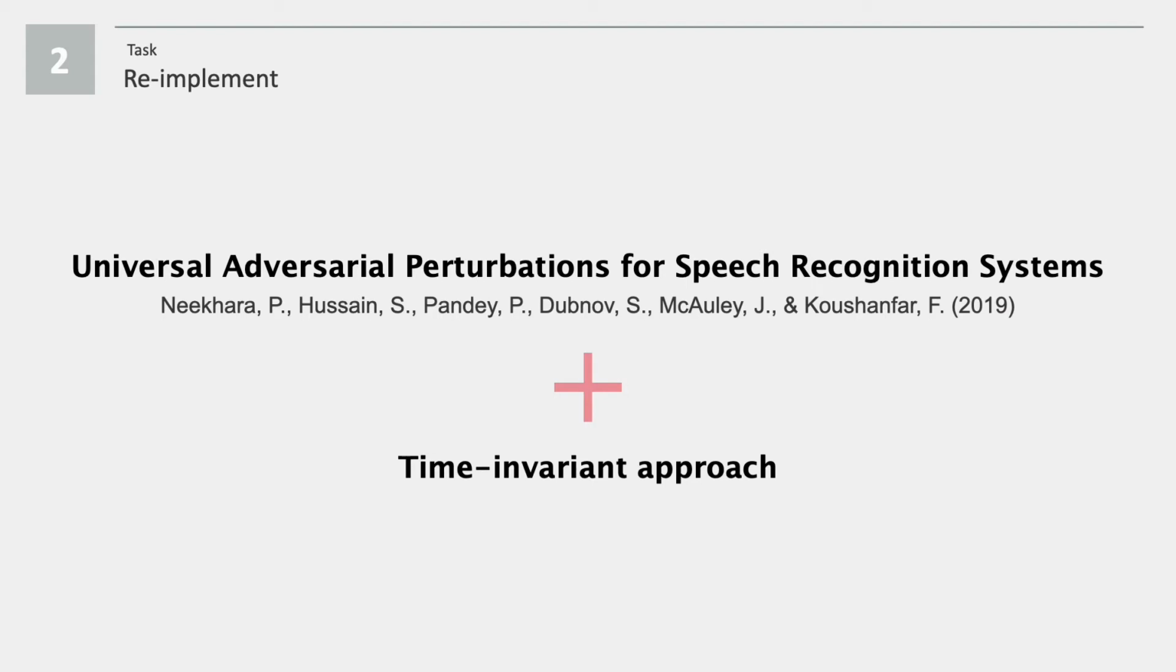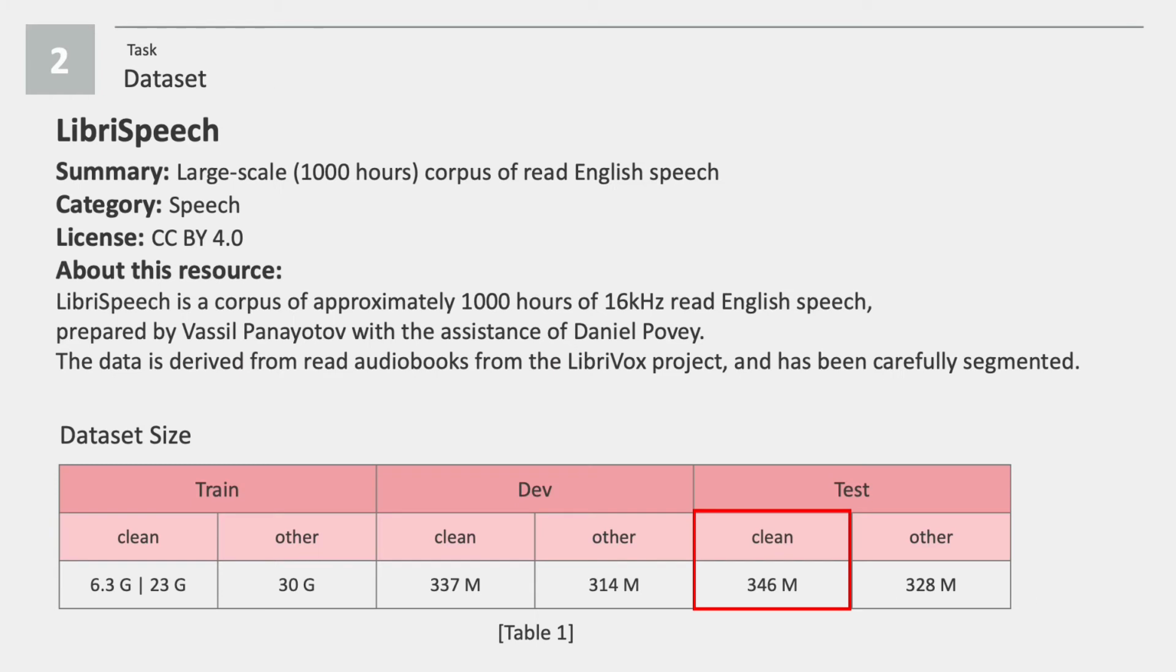We re-implemented the base paper, universal adversarial perturbation for speech recognition systems, and tried to add some approaches to make it time invariant. LibriSpeech is a corpus of approximately 1,000 hours of 16 kHz read English speech. The data is derived from read audiobooks from the LibriVox project and has been carefully segmented. There are two types of data, clean and other. Clean means clean speech, and other means more challenging speech than clean.